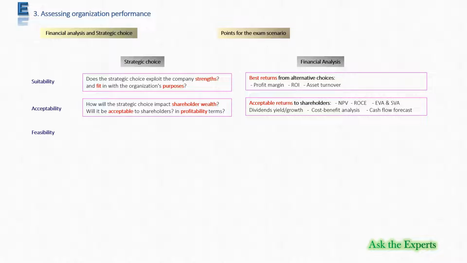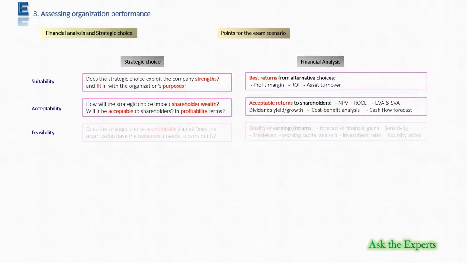Will it be acceptable to shareholders? In profitability terms, the common financial measures that could help determine the acceptable return for shareholders are the NPV, the EVA and the SVA. Also, the dividend's growth, the cost-benefit analysis and the cash flow forecast.